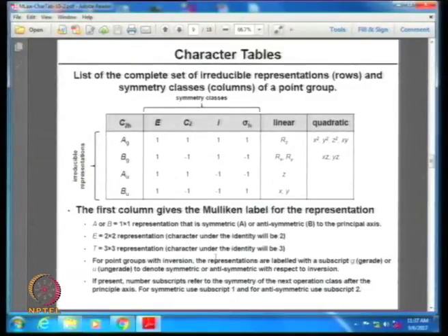So I don't want to be reading this transparency too closely, because we'll get carried away. I do want to, so this point number 4, this subscript U and G has essentially German word origin. For point groups with inversion, the representations are labeled with a subscript G, which means gerade, or U, which means ungerade, to denote symmetric or anti-symmetric with respect to inversion. So whatever that is, I will not elaborate on it further, but that is the nomenclature used.